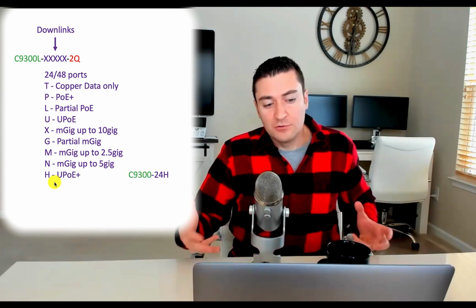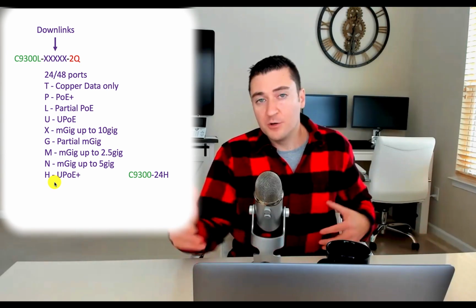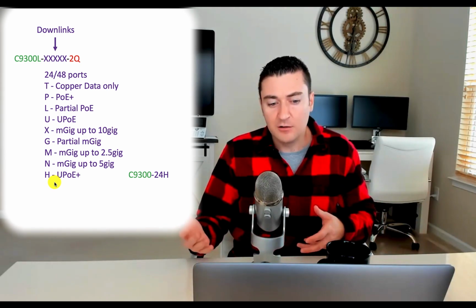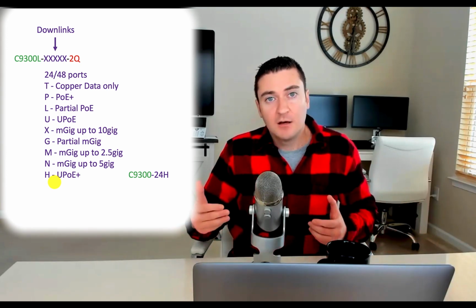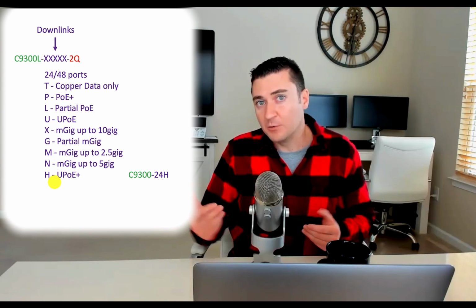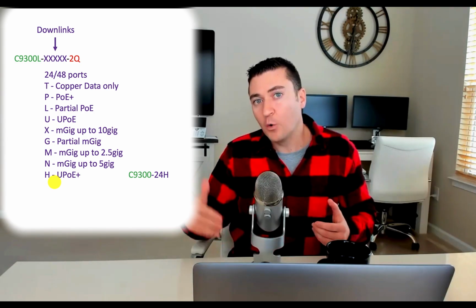And then we go over to H, which is UPOE plus. This is kind of a newer one here. If you've been reading Cisco SKUs for a long time, you may not know what the H meant. But this is UPOE plus. So now we're talking about 90 watts of power per port.